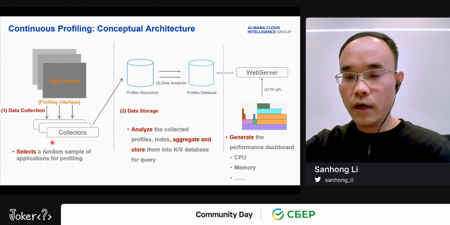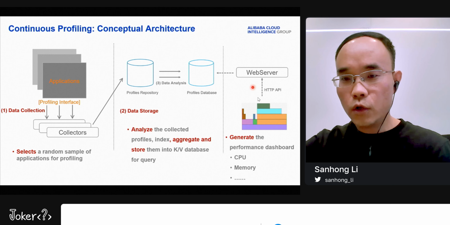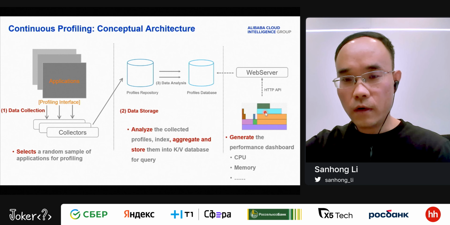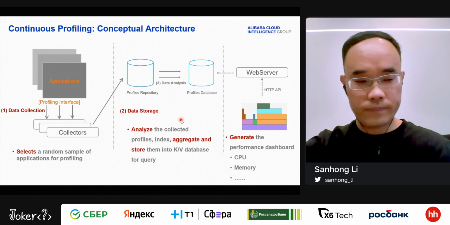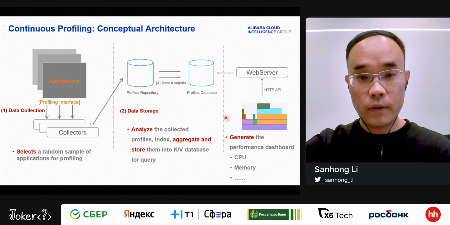In step 3, we need a web server. Then the user can use a browser to query the database. Then in your browser, the system will generate the performance dashboard for you. For example, you can check how much CPU has been consumed and how much memory has been allocated. I think this is a general architecture for continuous profiling implementation.